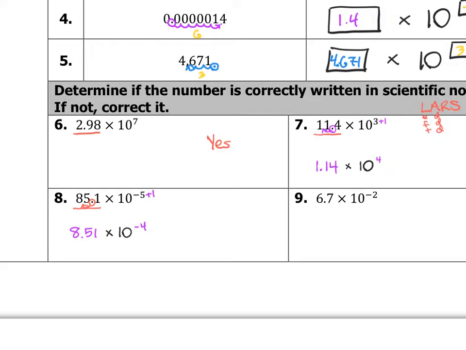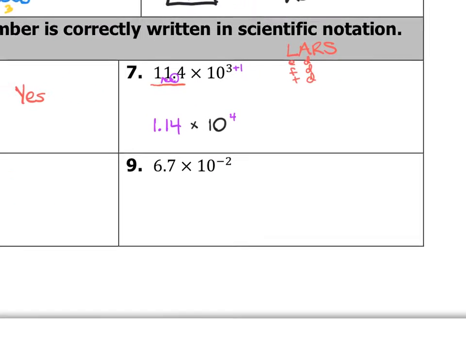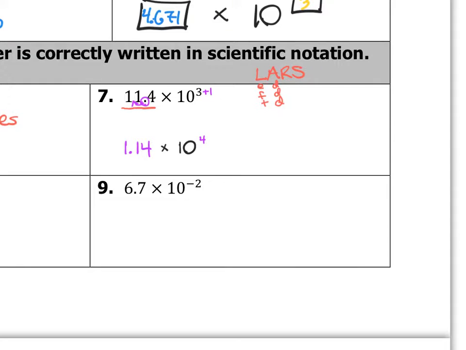All right, number 9, we have 6.7 times 10 to the negative 2nd. This one is correctly written in scientific notation. 6.7 is between 1 and 10, so I'm going to say yes for this one.